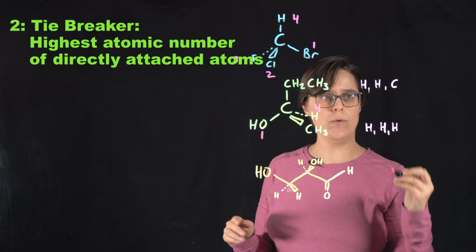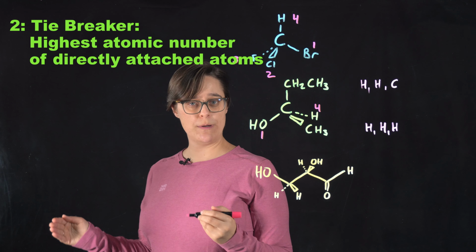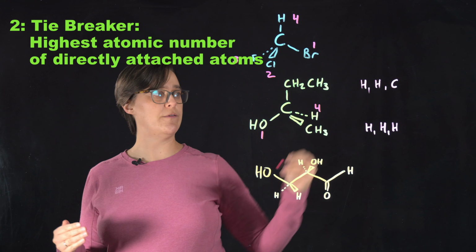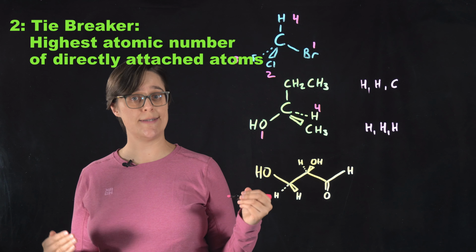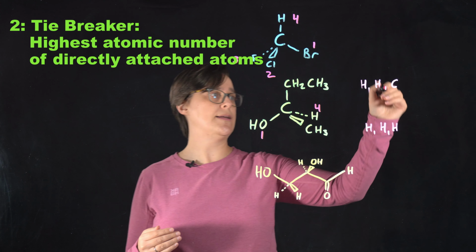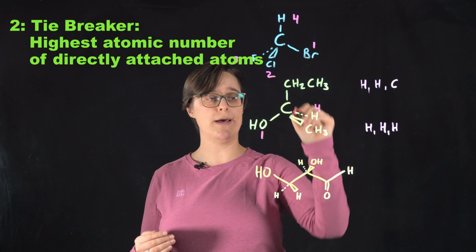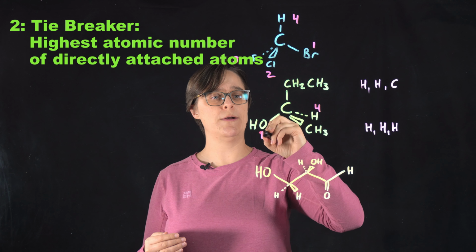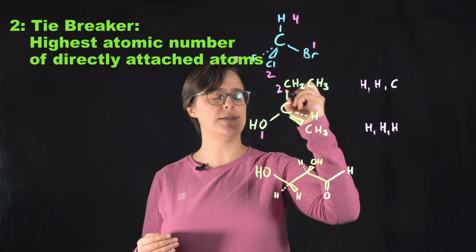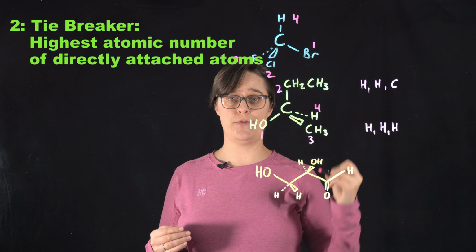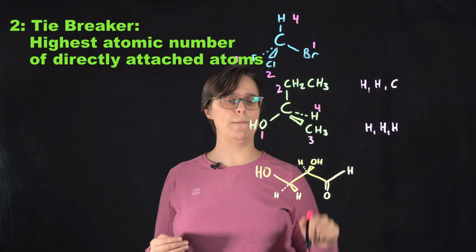And what we are doing now is we are going back to that rule number 1. Out of all of these, which has the highest atomic number? That is this carbon. That means this is going to be a higher priority than this. So we already have our 1 over here. That makes this 2. That makes this 3. So 1, 2, 3, 4.